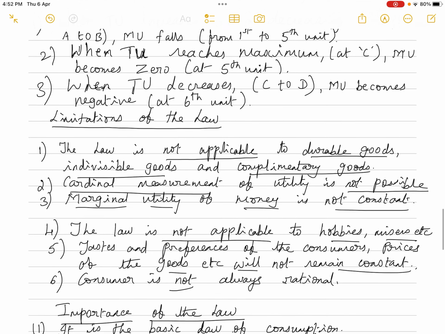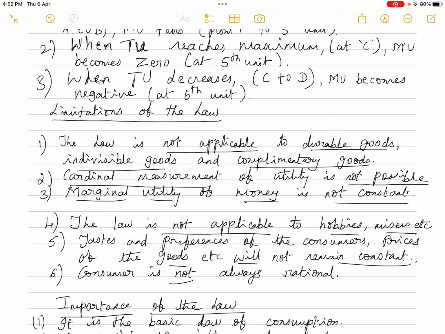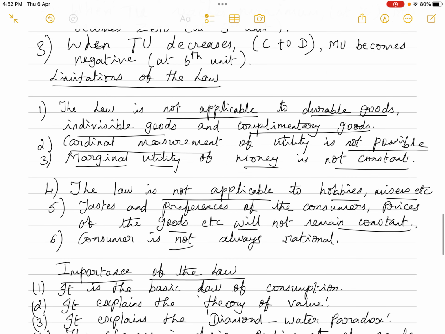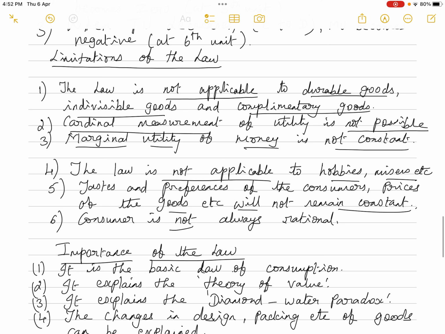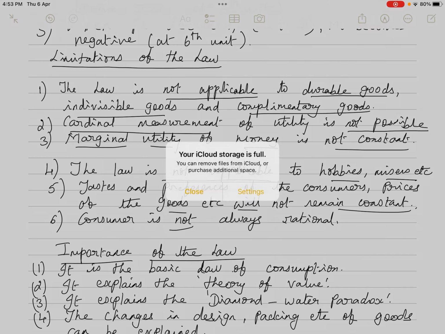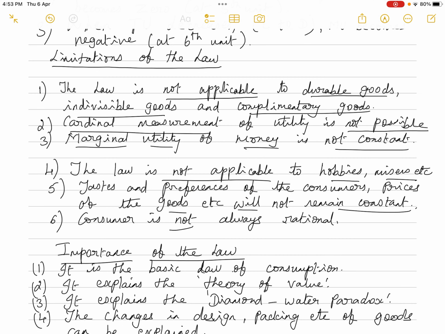Explain the law of diminishing marginal utility. In the question, they have also asked the limitations of the law as well as the importance of the law. To put it very simply, the limitations of the law are that there are certain assumptions of this law. In some cases, the law will not be applicable. So we are just highlighting in which cases the law will not be applicable.